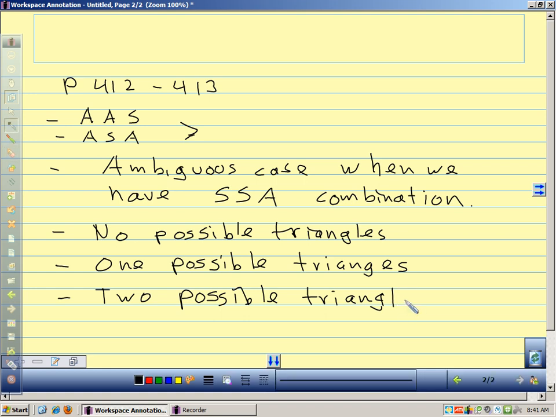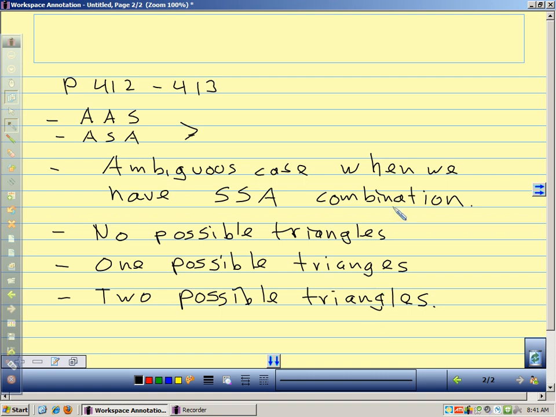So when we're working with the side-side angle combination, it's really important to draw a sketch so you have an idea of what your triangles look like, and then we'll talk about how we decide if we have no triangles, one triangle, or two possible triangles.